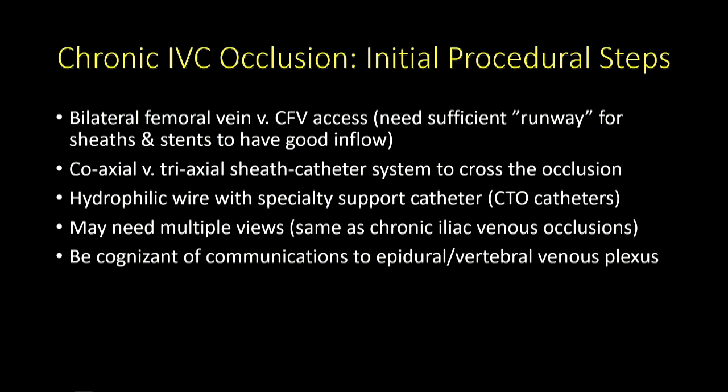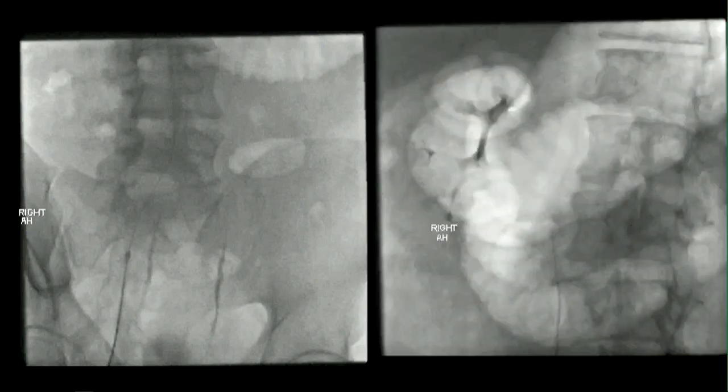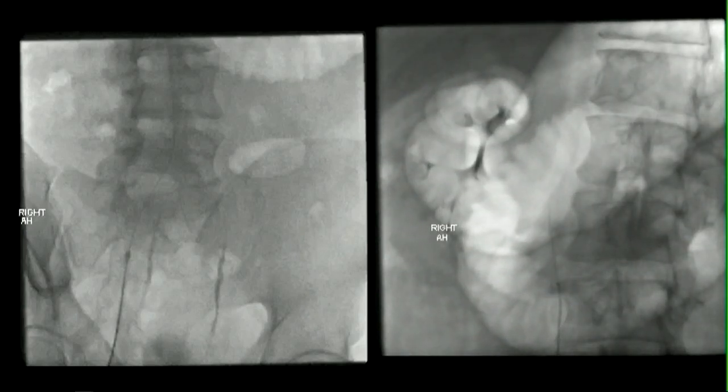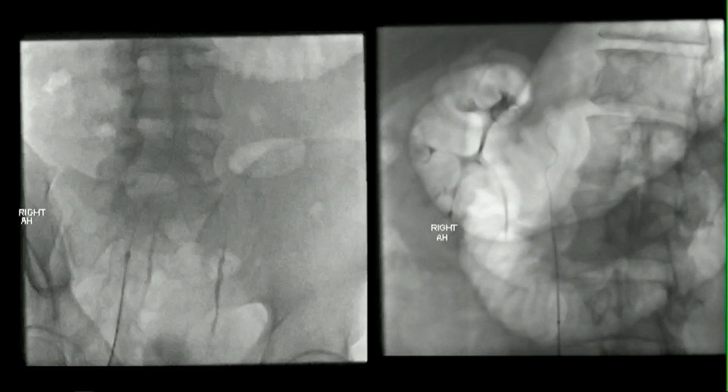And be cognizant of the communications with the epidural and vertebral venous plexus on both sides. These can cause disasters. Thankfully, they're uncommon, but they can cause disasters. And then you go for it. So typical here with femoral access, this is a coaxial system, hydrophilic wire and catheter going up, and you can see I am in an oblique position. And then next, we make our way from here all the way up to about the renals, and you can see here we go, renals, and right about there we got stuck.